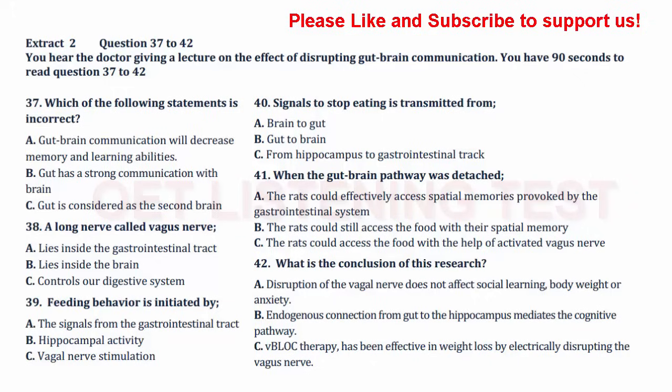this cognitive pathway. Interestingly, this study revealed that the specific vagal nerve disruption studied here did not affect social learning, body weight, or anxiety. The study concluded by raising a concern over the lack of research in this subject. It is noted that common bariatric surgeries, such as a gastric bypass, have been found to reduce the effectiveness of vagal nerve signaling to the hippocampus. Moreover, a recently approved FDA obesity treatment called V-block therapy has been effective in weight loss by electrically disrupting the vagus nerve.